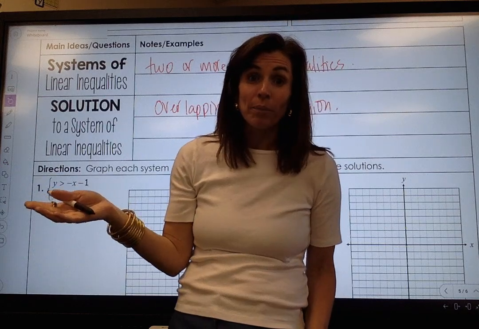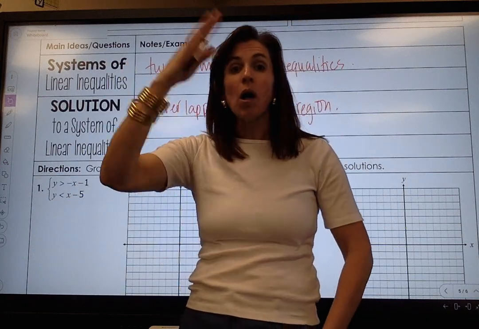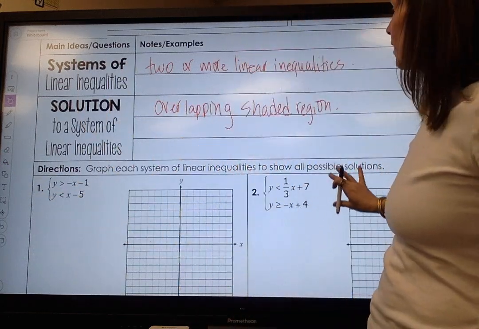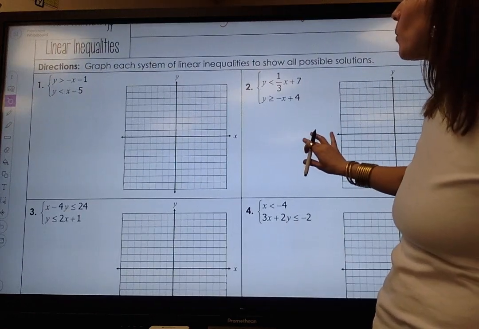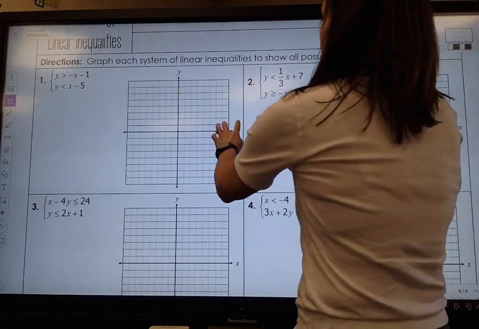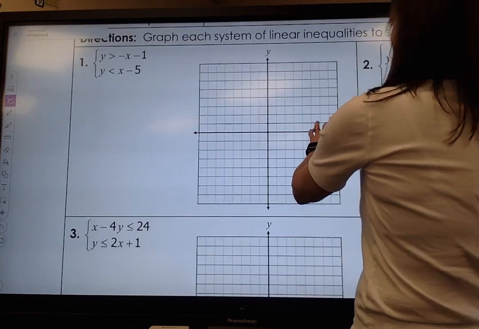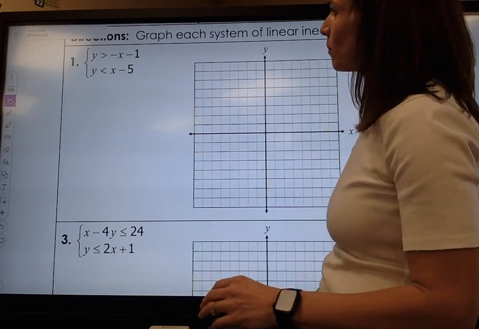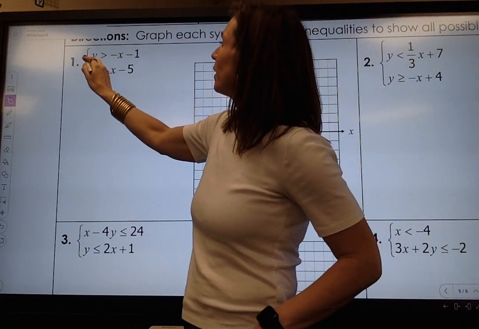And you're going to have a lot of them. You can't just name one of them. You've got to name all of them. So that's why it's done with shading. So let's take a look at number one. I'm going to do these in different colors just so you can see. I'll do the odd ones. So I'm going to do this guy in red.